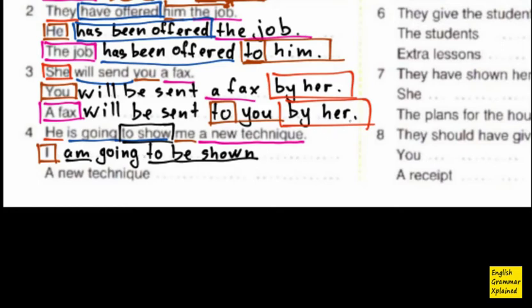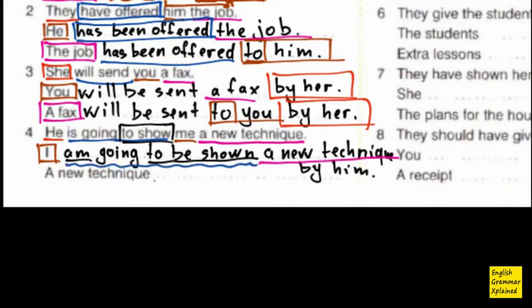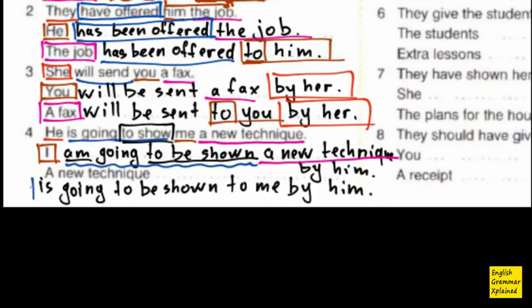Okay, what about a new technique? A new technique is here. I'm going to be shown a new technique. Easy. Without any changes. And I can place the agent by him. Like this. And of course, the second sentence: a new technique is going to be shown to me by him. So here we have only this thing changed because of new technique.